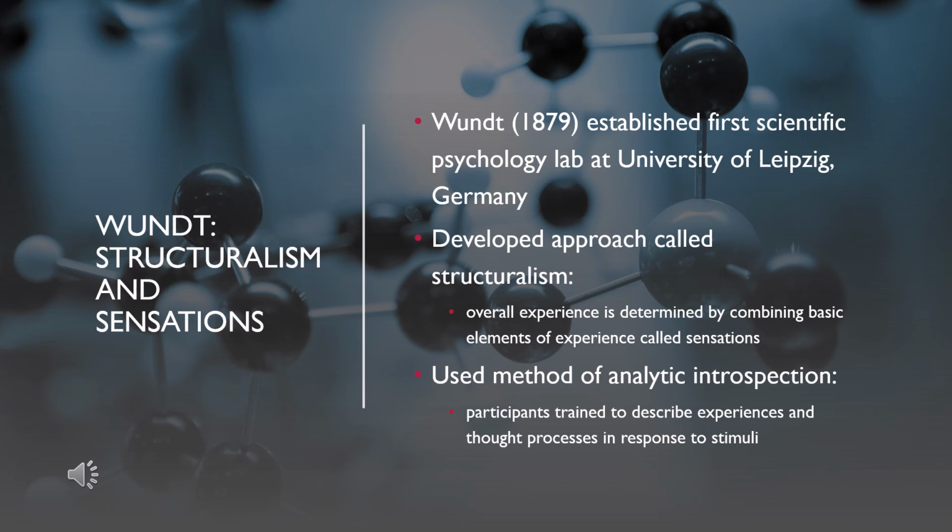So Wilhelm Wundt is most known for establishing the first scientific lab, which he did in Germany. And he studied structuralism and introspection. And so, in 1879, when he founded this first lab, this is what made psychology a science. And structuralism aimed to break conscious experience into sensations, sort of like elements of experience. And introspection was used so that participants described internal experiences.